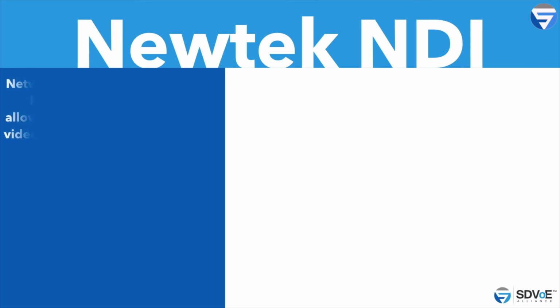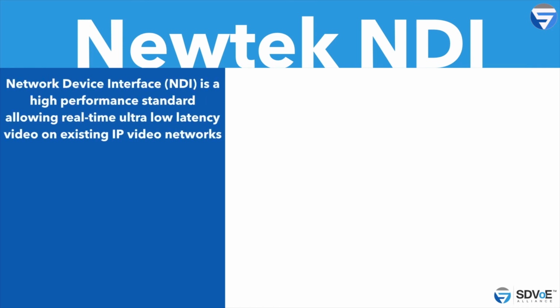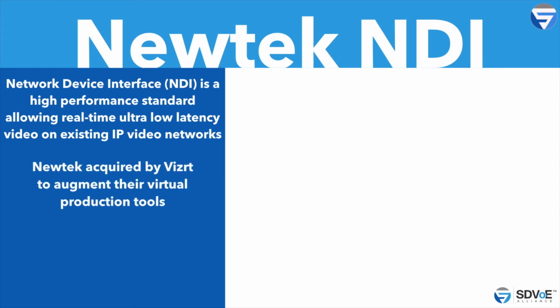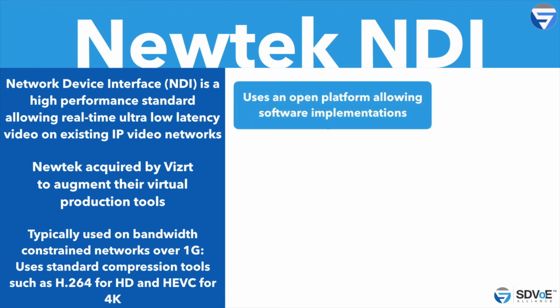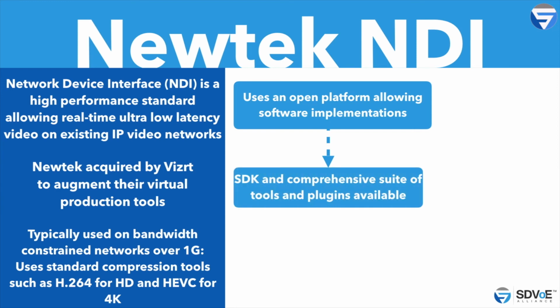This is another solution that's on the market today. NDI is a high performance standard. It allows real-time, ultra-low latency video on existing IP video networks. NewTek was acquired by a fairly significant broadcast production equipment company, Vizrt, to augment their virtual production tools. It's typically used in bandwidth-constrained environments, for example, over 1 gig. And it obviously uses standard compression tools, such as H.264 for HD and HEVC for 4K. It uses an open platform allowing software implementation, so there's not a lot of hardware required to do an NDI-type solution, and they have an SDK and a comprehensive set of tools to allow you to create your own plugins.